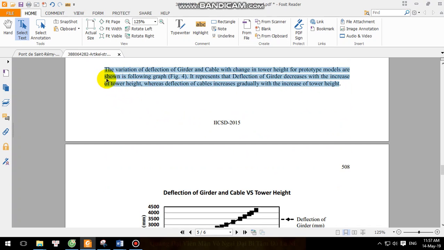The variation of deflection of girder and cable with change in tower height for prototype models is shown in the following graph, Fig 4. It represents that deflection of the girder decreases with the increase of tower height, whereas deflection of cables increases gradually with the increase of tower height.